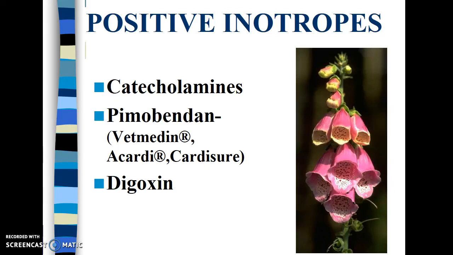So we have them naturally, but we also have synthetically synthesized ones. We're going to talk about pimobendan that actually has two actions, one of which is a positive inotrope, and digoxin. And digoxin is a drug we don't use as much as we used to, and you'll see why because of its side effects. But it has been used as an antiarrhythmic drug as well. So in some ways it could have been put in the last section, but it's more commonly associated with being a positive inotrope. That's why I'm keeping it in this section.